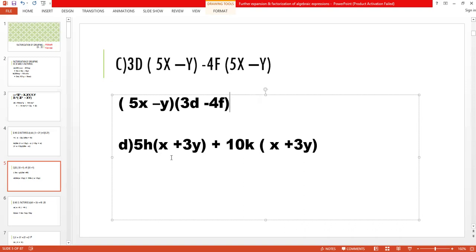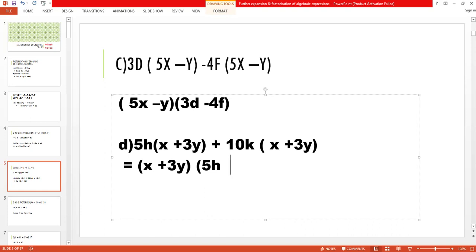Now move toward part D. In the first term, 5h, x plus 3y. In the second term, we have plus 10k, x plus 3y. The x plus 3y is the same in both of these two. So our common element is this bracket. So first I have to put the bracket, and after putting the bracket, I have to put another bracket here. x plus 3y goes outside. So which one is left over? 5h is left over. Look here, the center sign, that is plus.